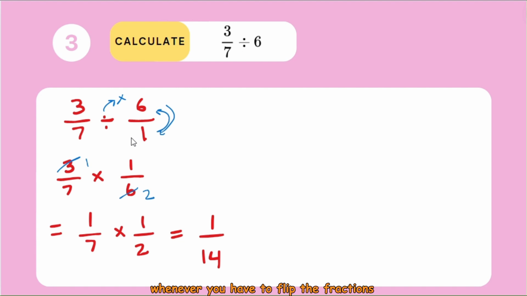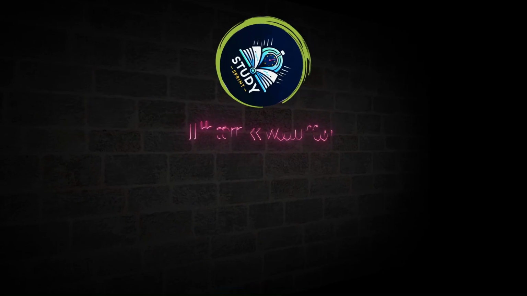Now whenever you have to flip the fractions over, you always do it with the second fraction. You don't do it to both the fractions and you don't do it with the first fraction. You always do it to the second fraction.